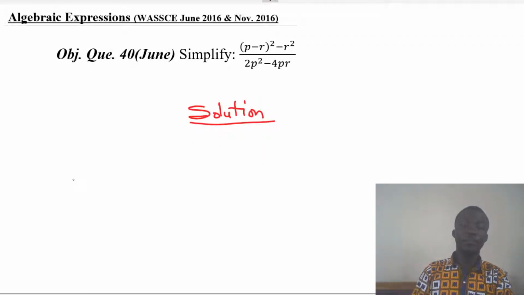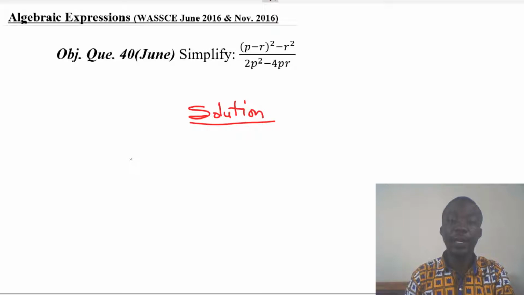Objective question 40 June says you should simplify (p minus r) squared minus r squared, divided by the expression 2p squared minus 4pr, which is this.